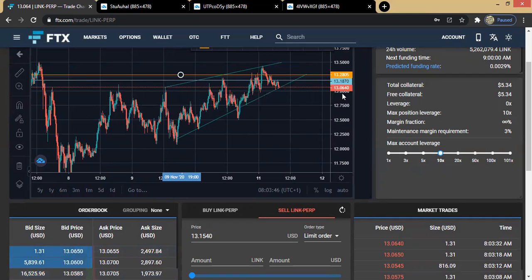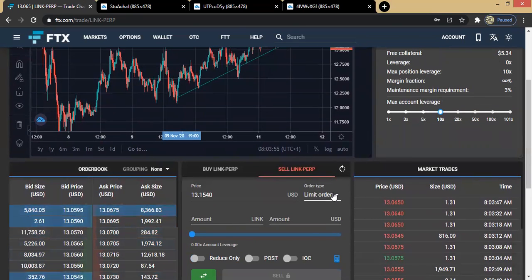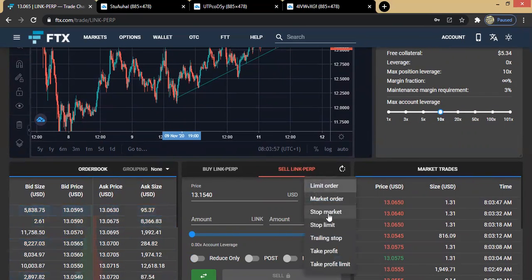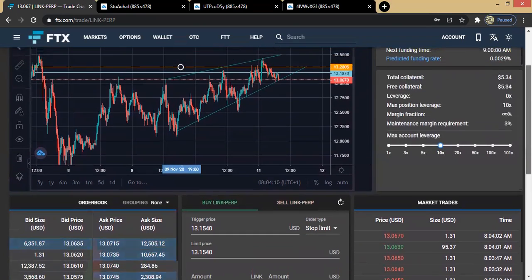Remember that the current price is 13.0640, but we want to place a buy stop order at this very point. So what you do is you come to this very place now, choose buy stop, choose your stop limits. You are taking a buy, so switch to buy, then put the price you want to buy it at.